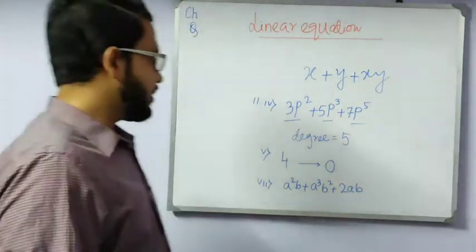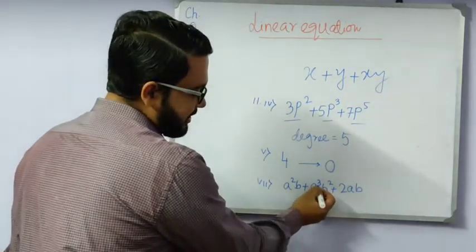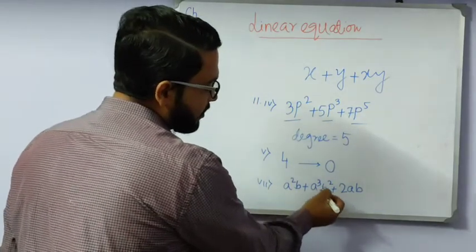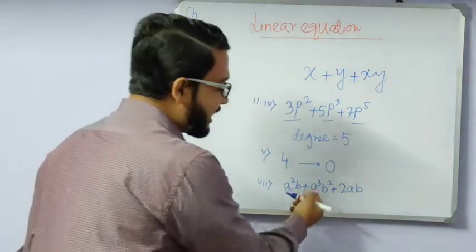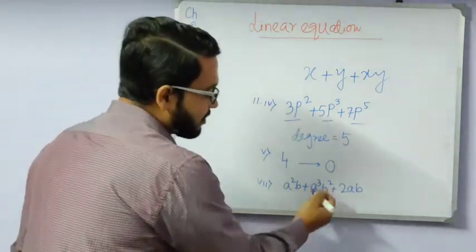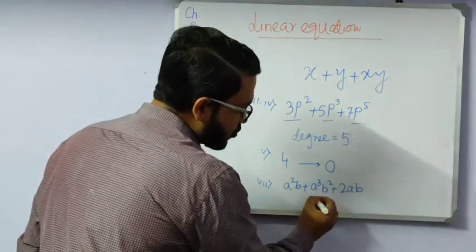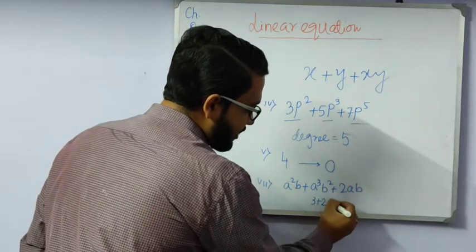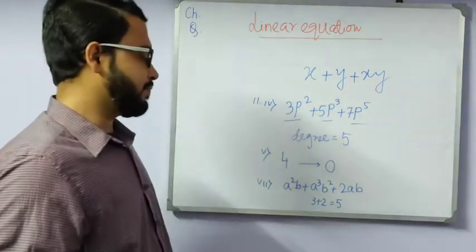Why? Because we see that here 3 is present, but there is also b present, also multiplied with a. So for this type of equation, the degree of the equation is 3 plus 2, that means 5. 5 is the required degree of this given polynomial.